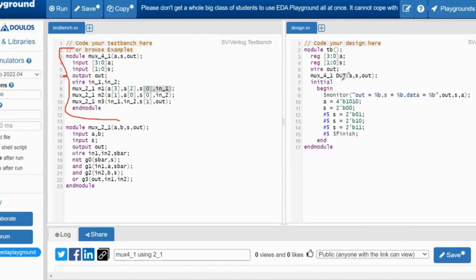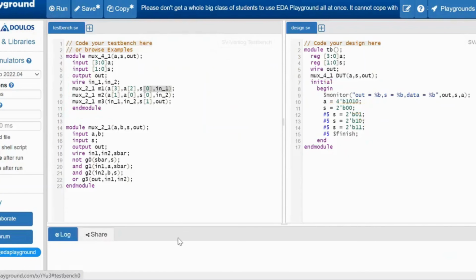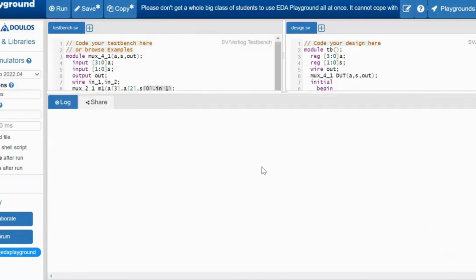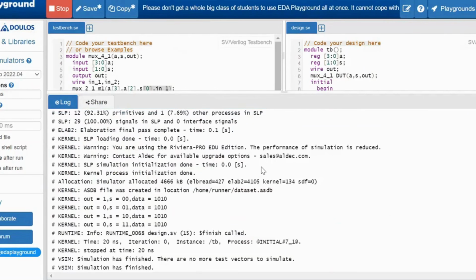If you see here, A equal to 1010, selection line 00, 01, 10, 11. Okay, we'll do the simulation. This is just a 4 by 1 mux using 2 by 1. Like that, write for 16 by 1 mux, using small multiplexers, whatever you want. Okay, see the output here.